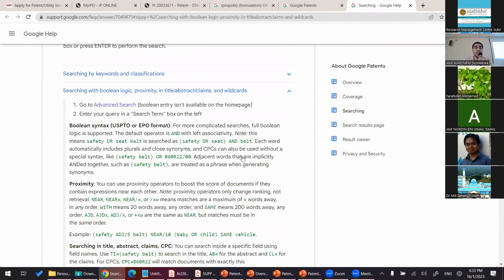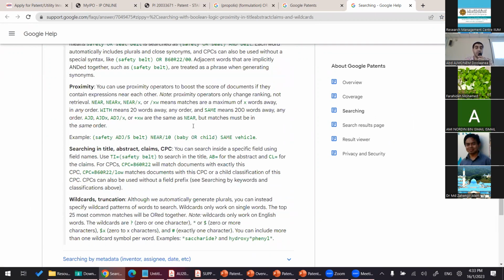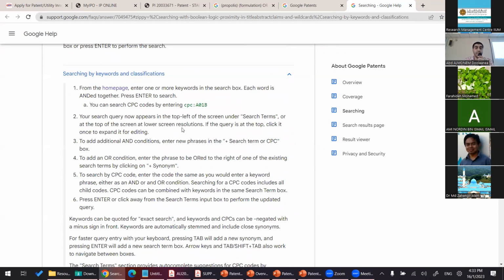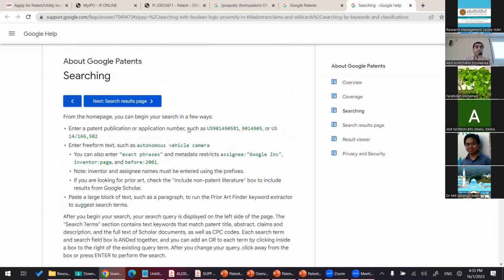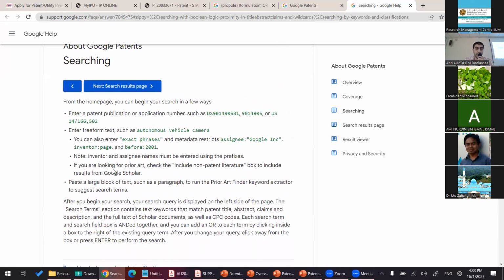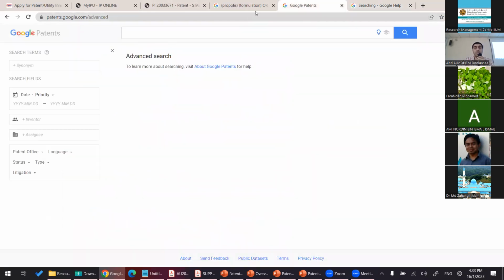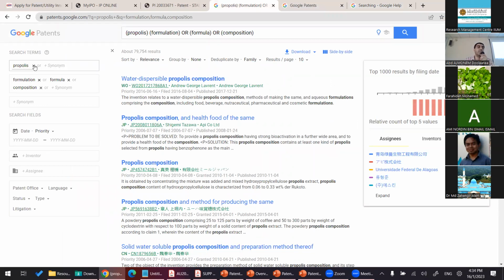This one, if you want to see the use of and or. Each search term and search field box is added together, and you can add an or to each term by clicking inside a box to the right of the existing query term. So this is the important part. This and this is and, but inside the box is or.